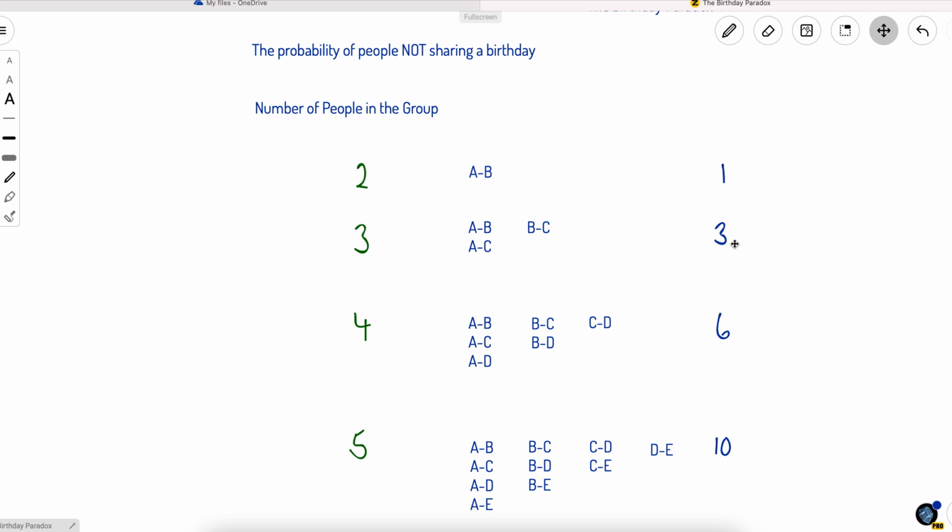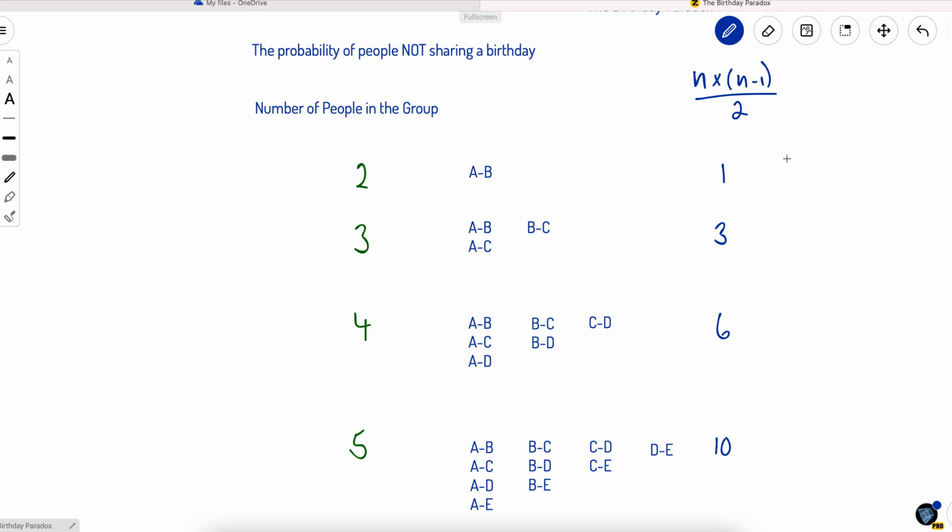Now, this sequence here, for those of you who might recognise it, would be the sequence of triangular numbers. And the sequence of triangular numbers we get by doing the number of people multiplied by that number minus 1. So let's write this down. So we've got number of people multiplied by number of people minus 1, over 2, and that's the nth term for that sequence. So let's just show you how that works.